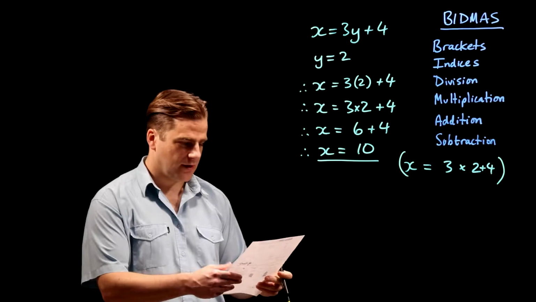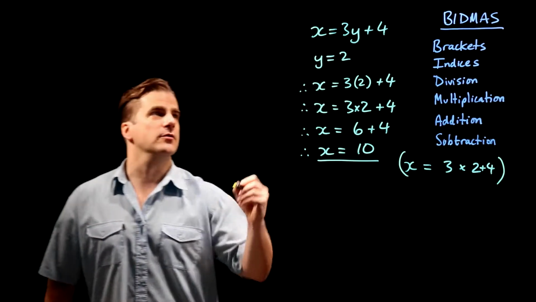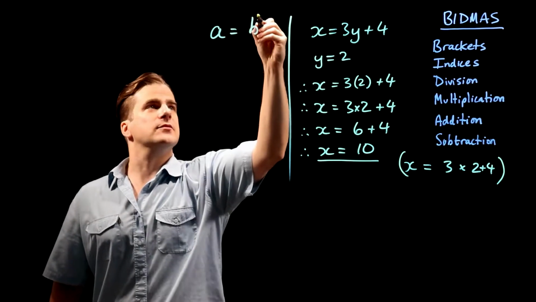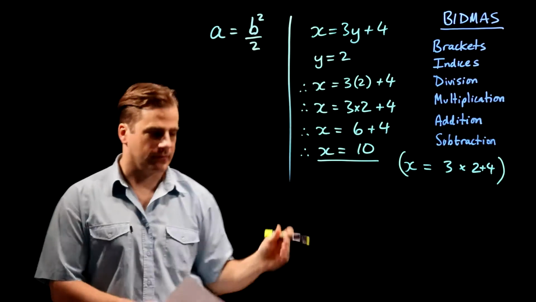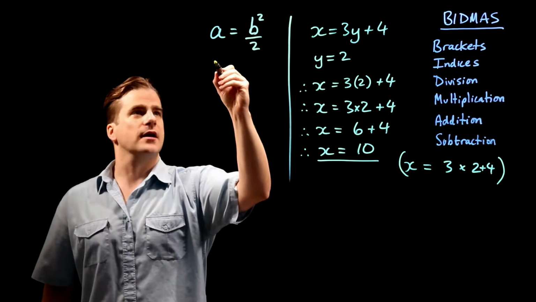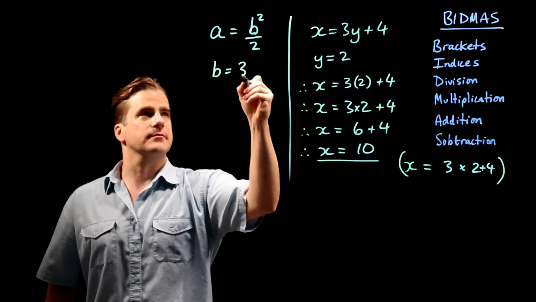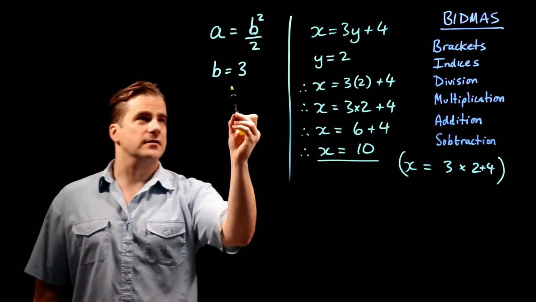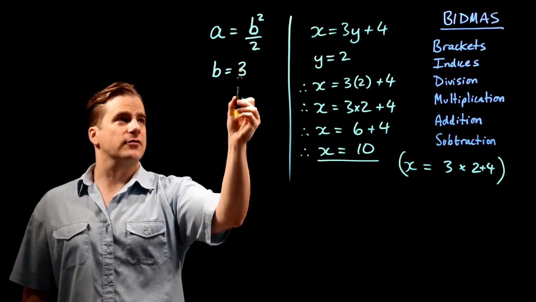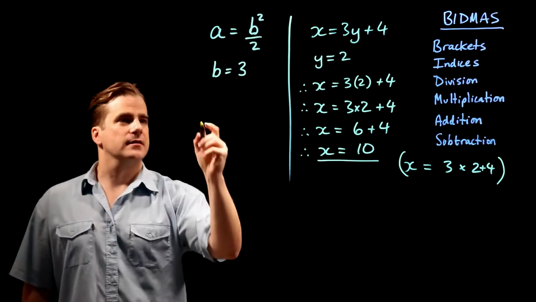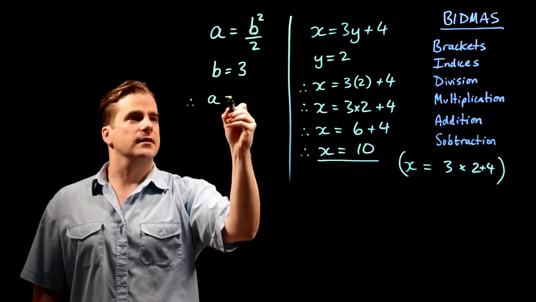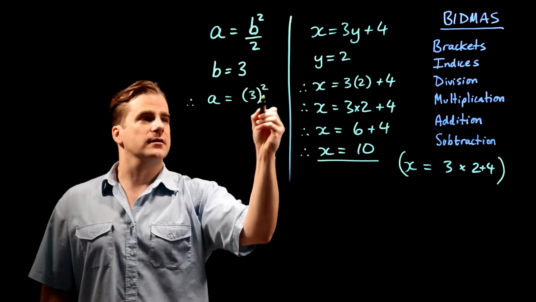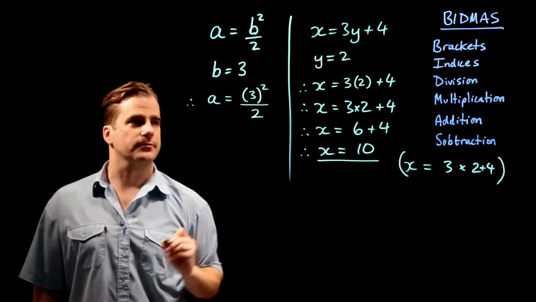Right, let's do another one. Let's do a is b squared over 2. Why not? Okay, a is b squared over 2. And let's say we have to evaluate this when b is 3. Right. So, first thing to do is sub in value 3 to b into there. So therefore, a is, always use brackets when subbing in, 3 squared over 2.